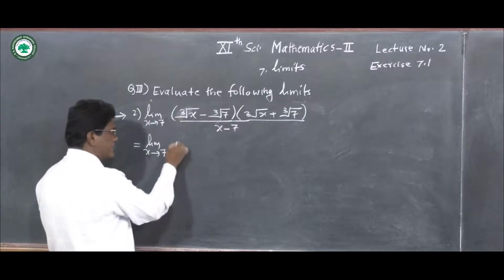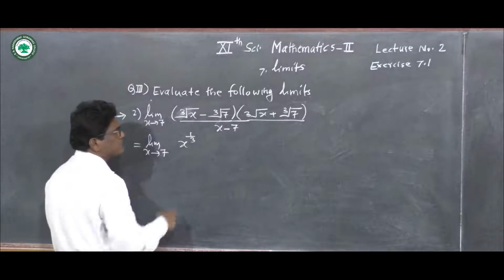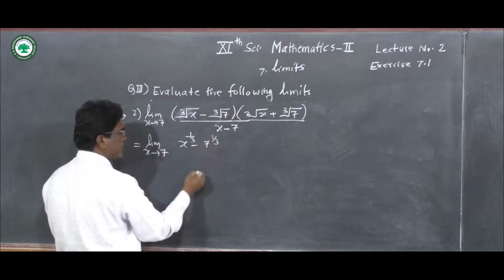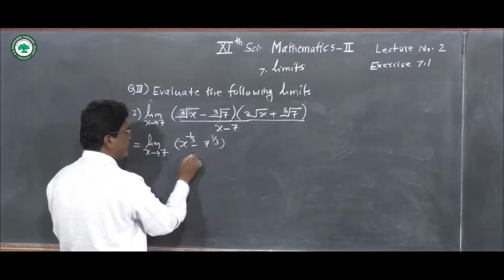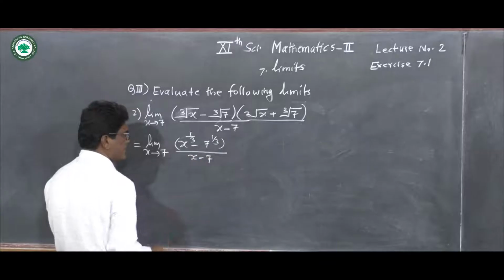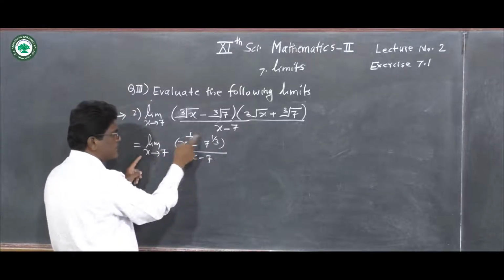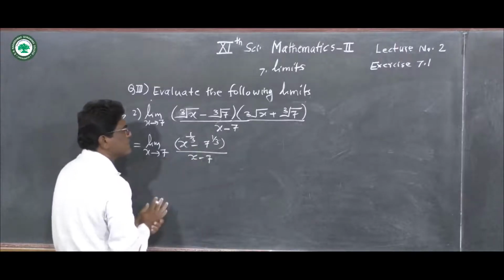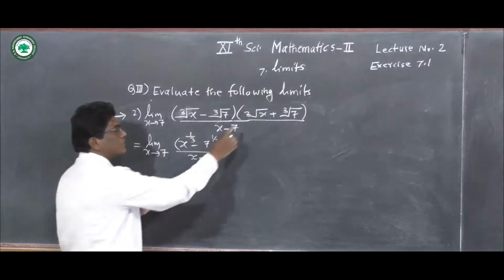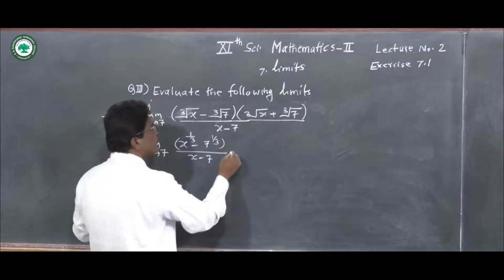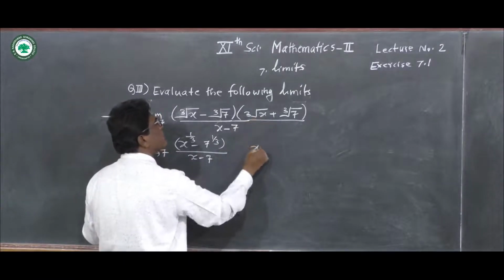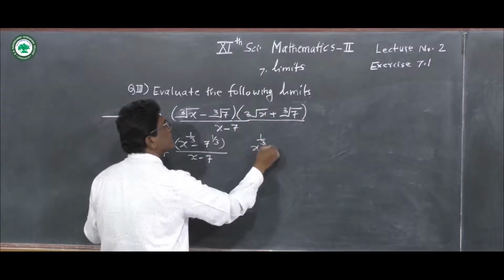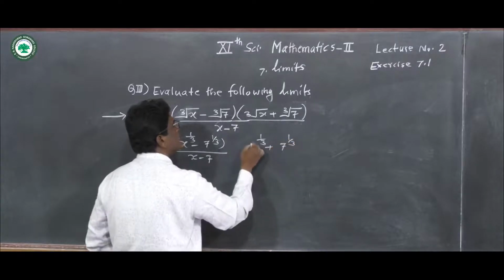The cubic root of x, we write as x to the power 1 by 3, minus 7 to the power 1 by 3, divided by x minus 7. We use the formula here since the powers are the same: x and 7, x tends to 7, x minus 7. Then we write x to the power 1 by 3, the cubic root of x, plus 7 to the power 1 by 3.